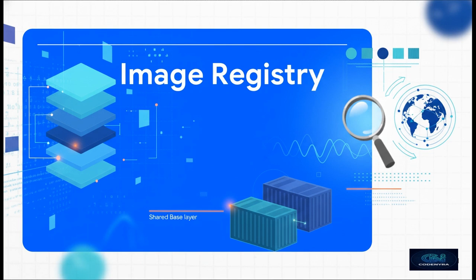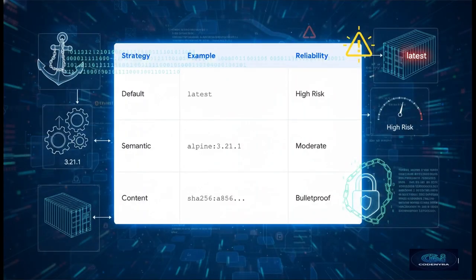Now, when you push an image, Docker is smart enough to only upload the specific layers that the registry doesn't already have. This shared layer architecture is exactly what makes pushing and pulling incredibly efficient over the network. But pulling images from a remote registry introduces one of the most dangerous concepts in containerization: tagging.